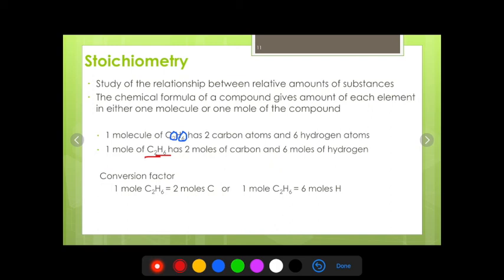So I'm going to make a conversion factor using that formula for the compound. If I have 1 mole of C2H6, then that means I have 2 moles of carbon. If I have 1 mole of C2H6, then I have 6 moles of hydrogen. So I set them equal to each other, and I'm just making my own conversion factor for this formula.